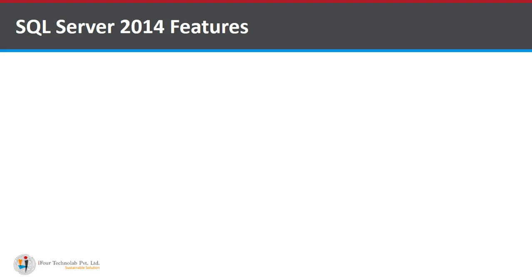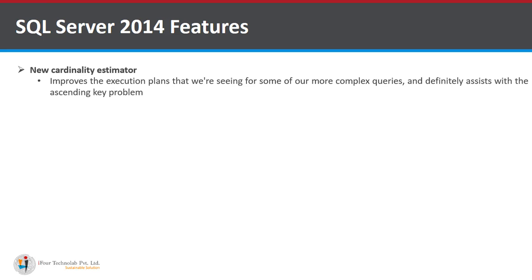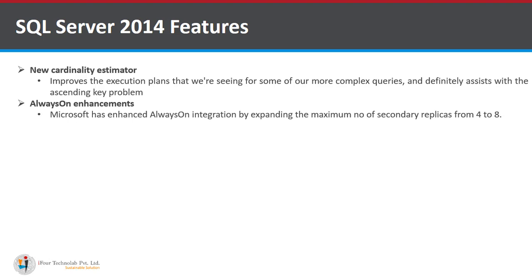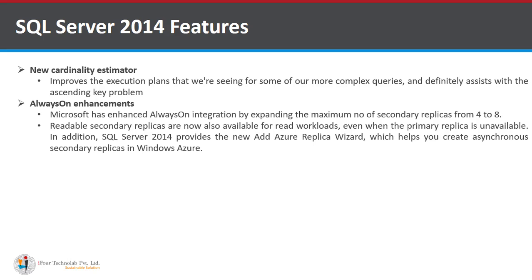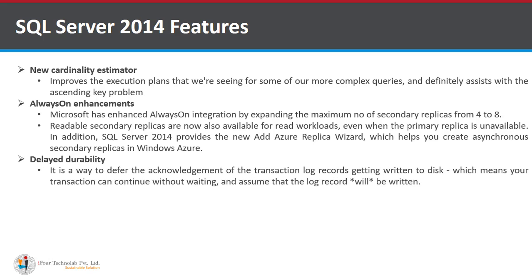There are new features for SQL 2014. So let's have a look. That is the new cardinality estimator. It improves the execution plans for some of our complex queries which take more time to run, and definitely assists with the ascending key problem. Always On enhancement: Microsoft has enhanced Always On integration by expanding the maximum number of secondary replicas from 4 to 8. Readable secondary replicas are now also available for read workloads even when the primary replica is unavailable. In addition, SQL Server 2014 provides the new Add Azure Replica wizard, which helps you create an asynchronous secondary replica in Windows Azure. Delayed durability.